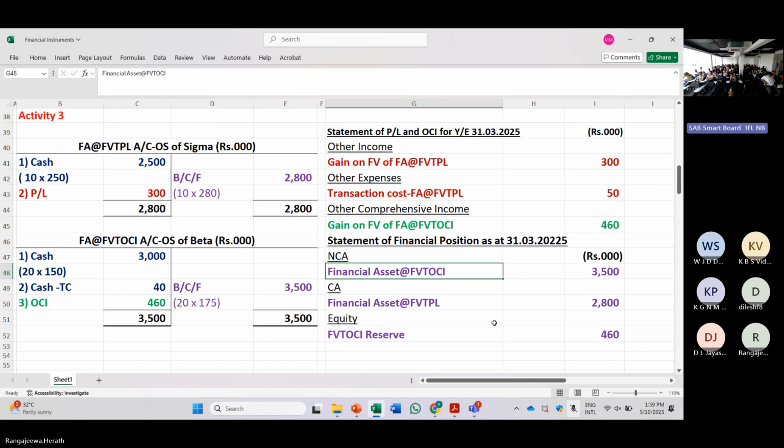This is 175 to 125. Right? So it can be a loss. That loss is also recognized in other comprehensive income. When you are showing loss in other comprehensive income, you can show it within brackets, negative. Right? And reserve also negative.